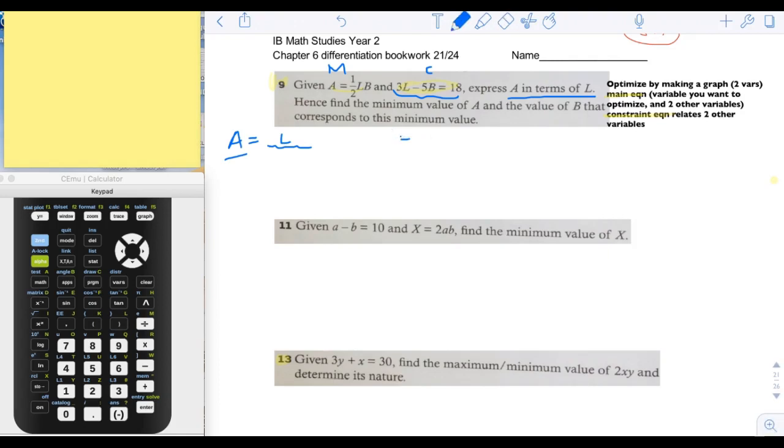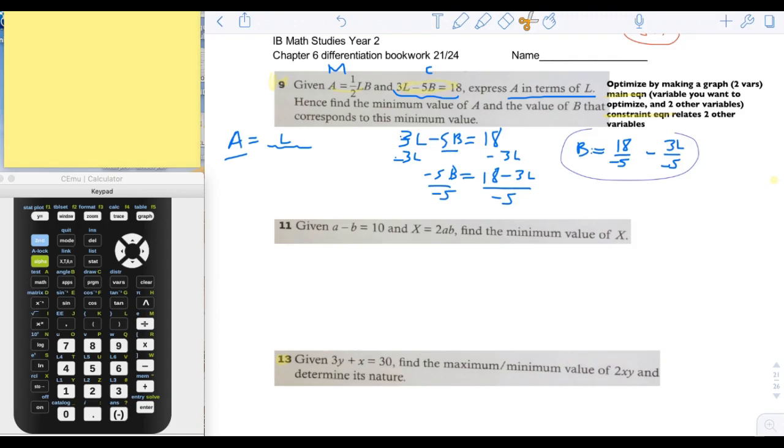To do that, we're just going to rewrite it first: 3L minus 5B equals 18. Then we want to isolate the B. First we subtract 3L from both sides, and we get negative 5B equals 18 minus 3L. Then we divide both sides by negative 5, and we get B equals 18 divided by negative 5 minus 3L divided by negative 5. We can use this new equation to substitute into our main equation.